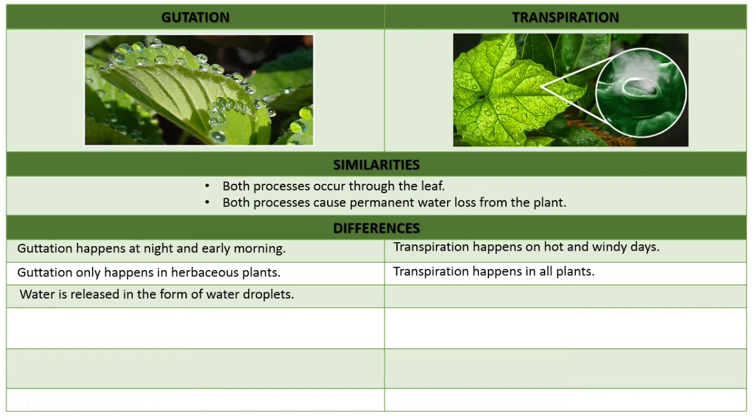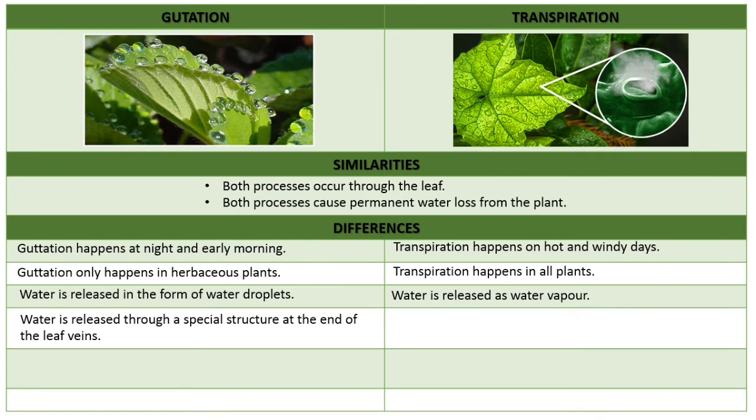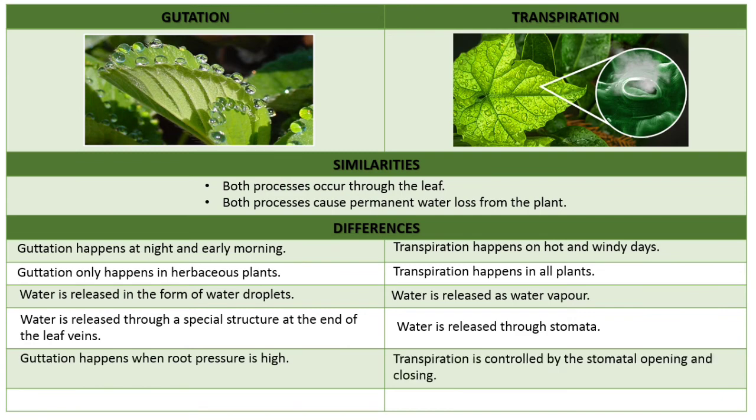In guttation, water is released in the form of water droplets. In transpiration, water is released as water vapor. During guttation, water is released through a special structure at the end of the leaf vein. During transpiration, water is released through stomata. Guttation happens when root pressure is high, while transpiration is controlled by stomata opening and closing. The last one, guttation releases water that is rich in minerals, while transpiration releases pure water.